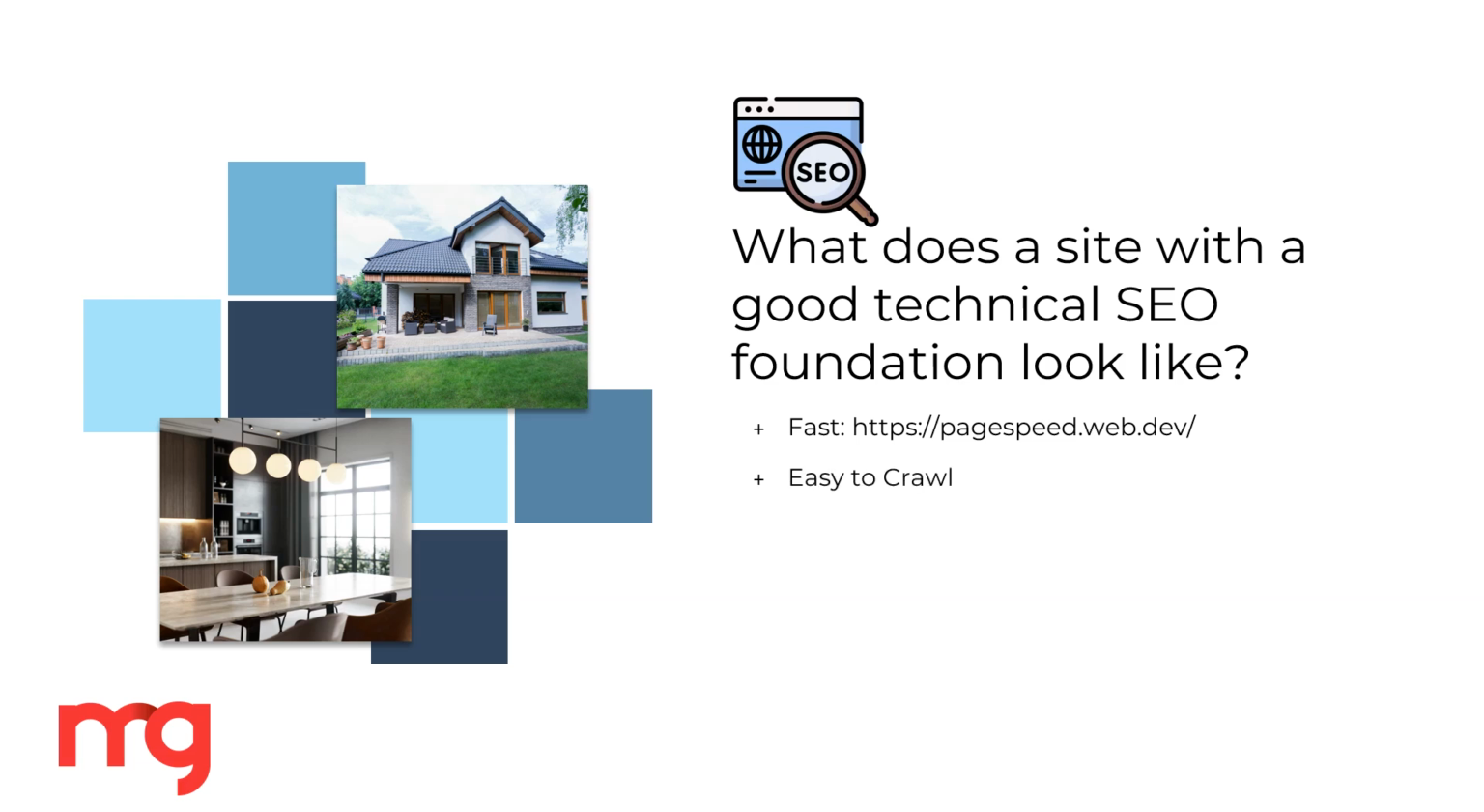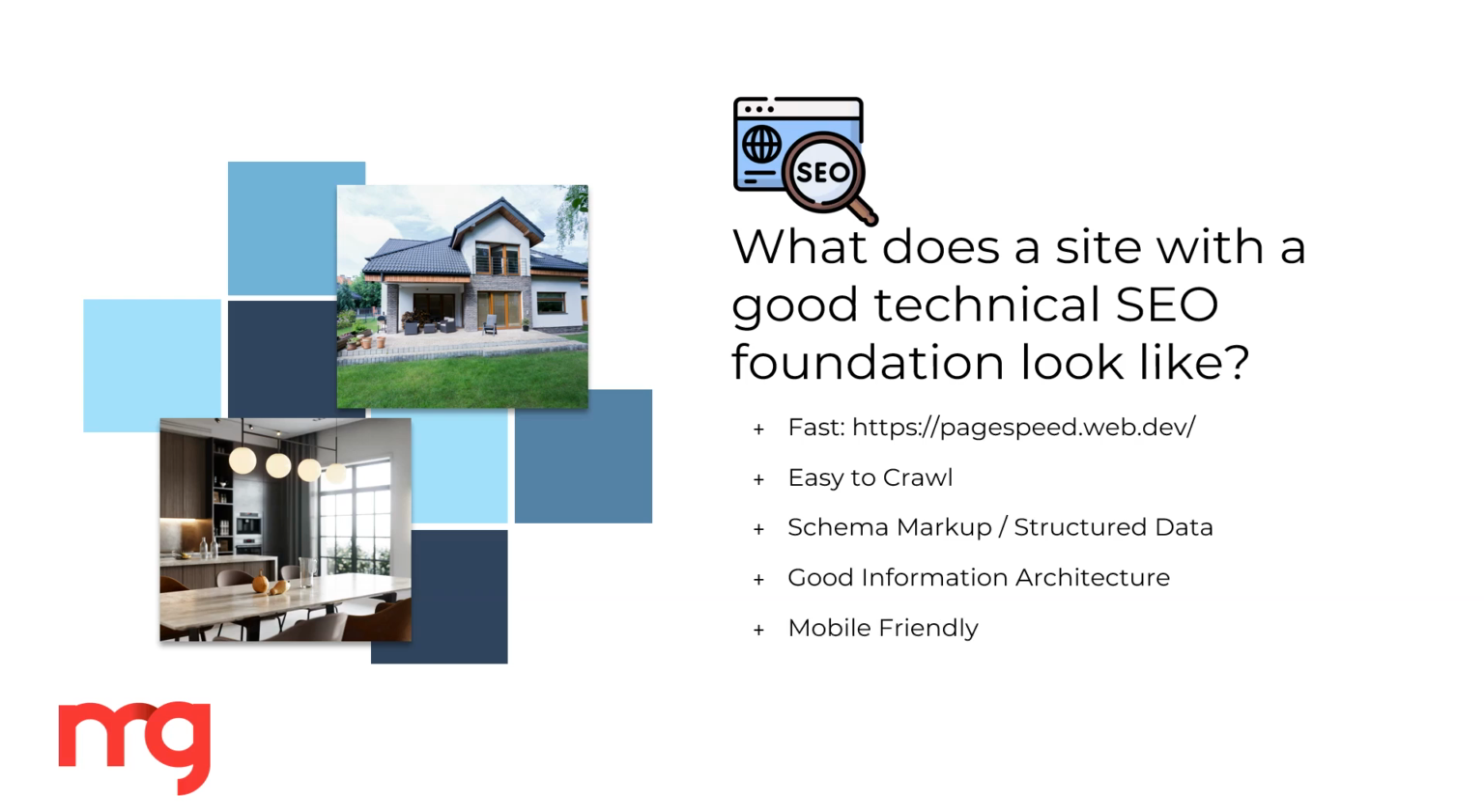You also want your site to be easy to crawl for search engines. It should have schema markup and structured data, good information architecture, and it needs to be mobile friendly. Google has a mobile first index now because more than half of all web traffic happens on mobile devices. So if your site is not optimized for mobile screens, it's probably not going to perform very well in organic search. And finally, you need to have a strong user experience.